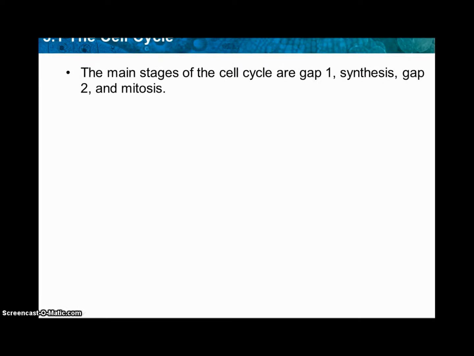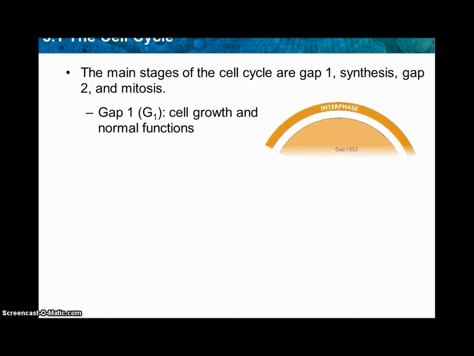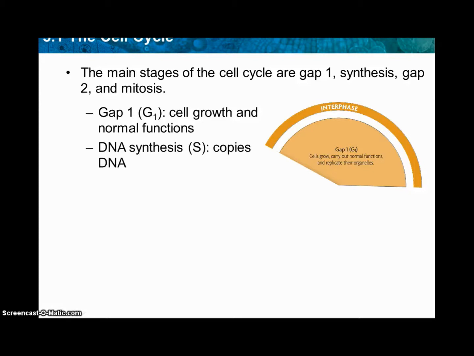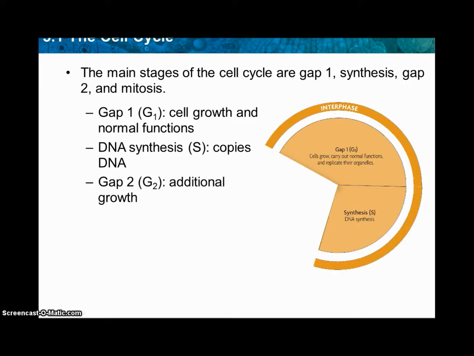So let's talk about these stages. First, we have G1, which is also known as Gap 1. That's when the cells grow and normal functions occur. So they are going to grow, carry out normal functions, and replicate their own organelles. The next one is DNA synthesis, which copies the DNA. The next one after that is G2. G2 is additional growth, but what that really means is that the cell has to have adequate size and undamaged DNA before the cell can undergo mitosis and division.